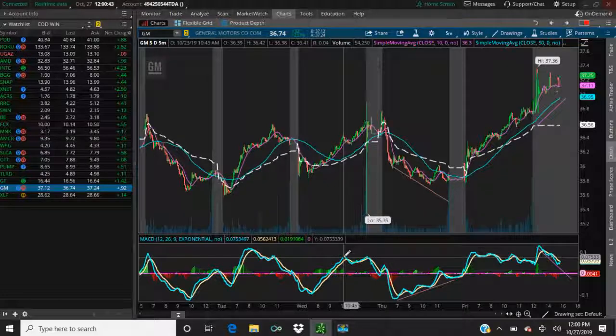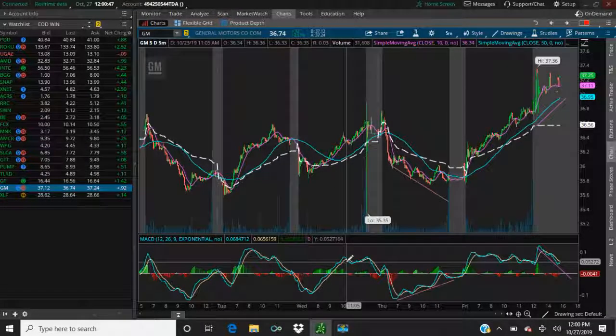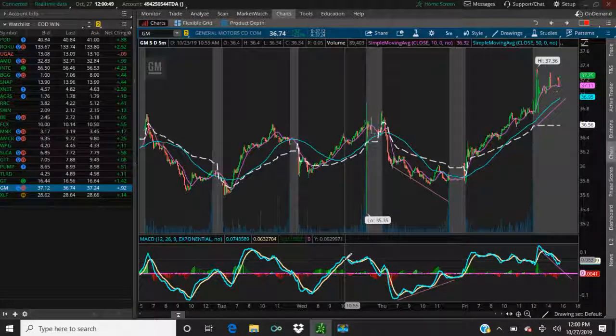The blue one is my MACD line, and the white one is my signal line. The signal line is put on top of the MACD to function as a trigger to buy and sell.